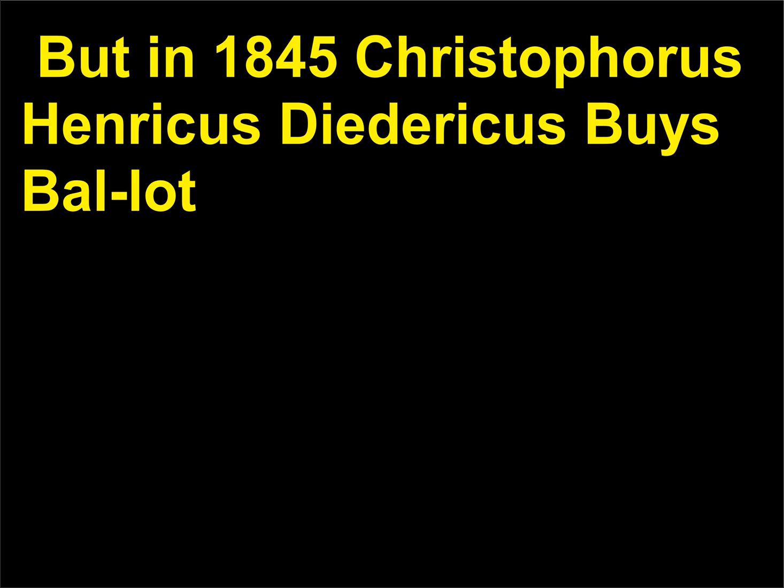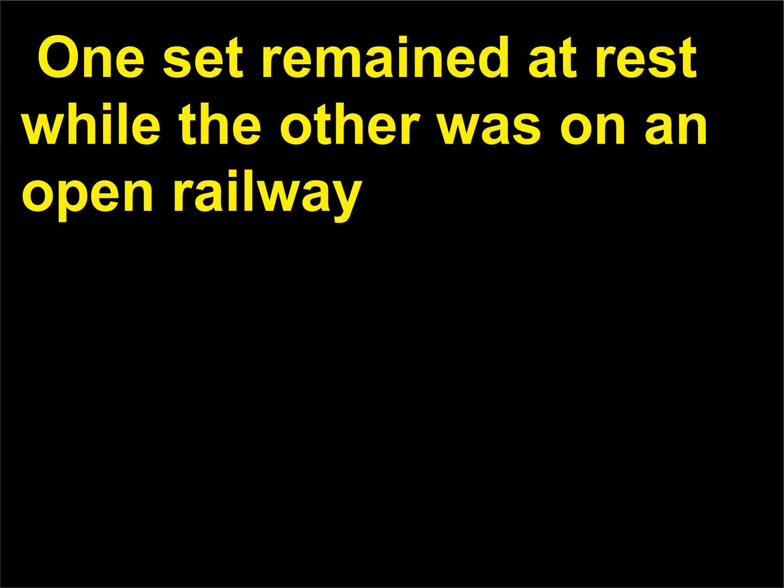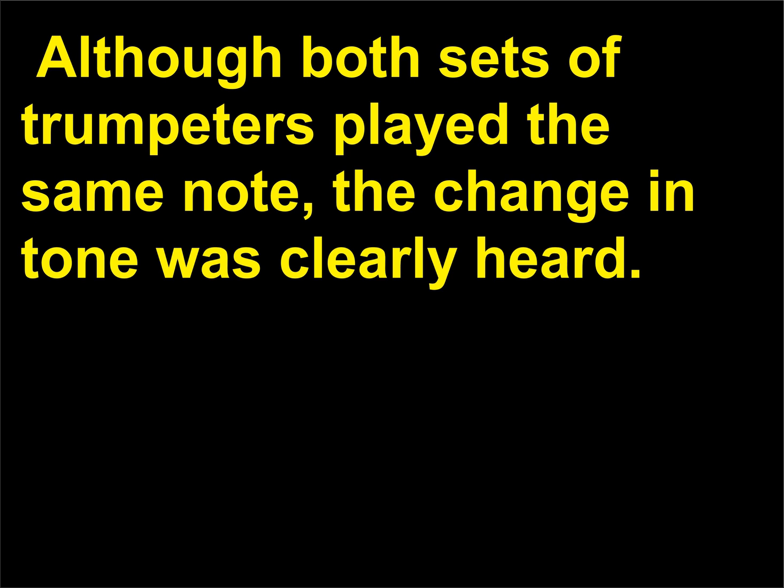But in 1845 Christophorus Henricus Didericus Buys Ballot, 1817 to 1890, set up an experiment using two sets of trumpeters. One set remained at rest while the other was on an open railway car traveling at the then fantastic speed of 40 miles per hour. Although both sets of trumpeters played the same note, the change in tone was clearly heard.